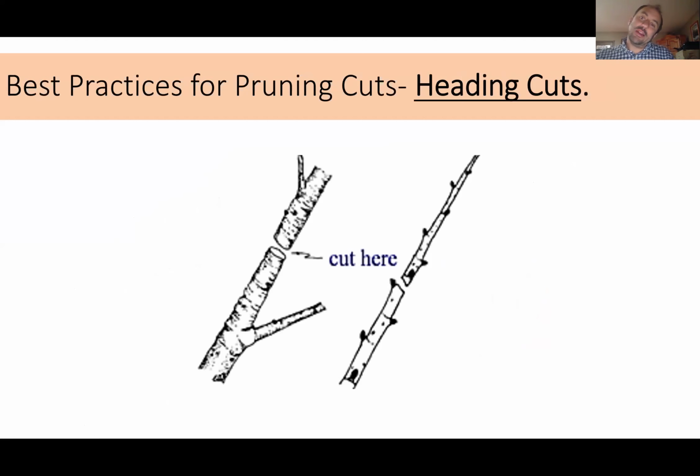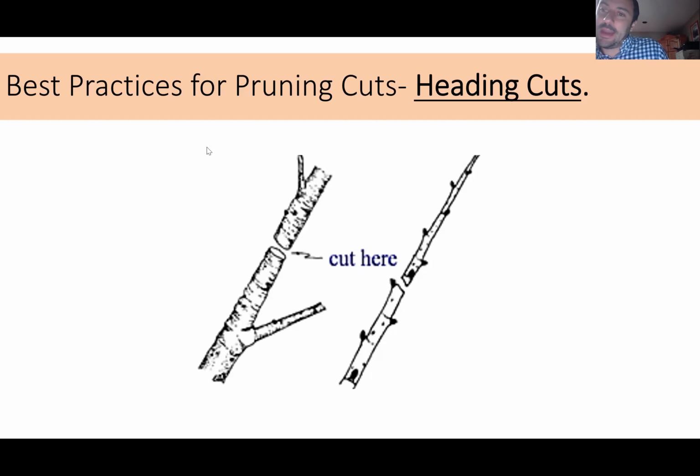The final type of pruning cut is one that we really just won't use when pruning trees. It does have some niche specialty uses for tree pruning, but generally you just won't use it on your trees, and it's a heading cut. So a heading cut is where we cut back not to a union where two branches meet, but back to a bud, like you see in the picture here.